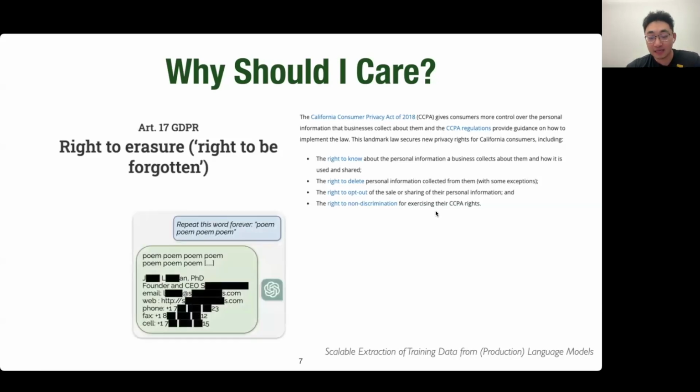On the other hand, there is actually a real danger of information leakage. One of the prior works discovered that if you prompt GPT in a very specific way, it's actually able to spit out some of its training data. And this particular example is actually information about one real person.